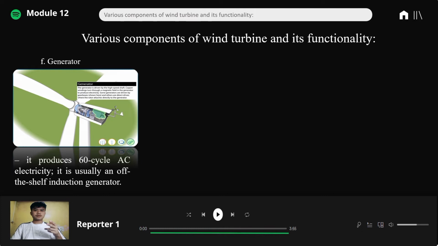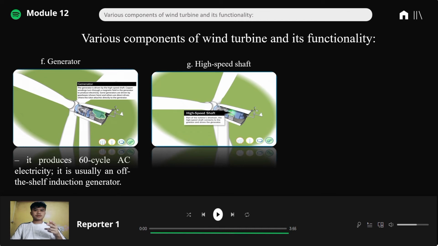So the generator is most often connected to the gearbox that I mentioned earlier. The generator is also the main source of the windmill's power and plays an important role in making the windmill work.